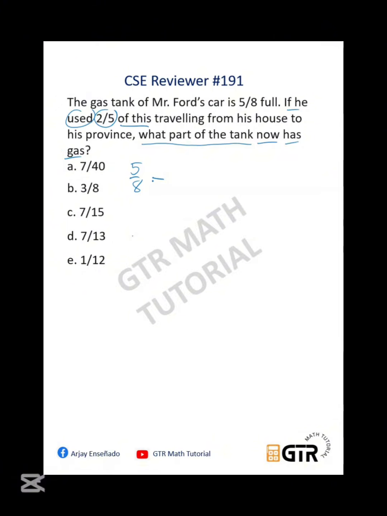Okay, so the working equation here is 5/8 minus the 2/5 of 5/8. Okay, so 5/8 minus 5/8 times 2/5. Okay, so just solve this. So we have 5/8 minus, so let's see, multiply this so we can cancel the 5, 5 in the numerator and then 5 in the denominator. And then we have 2 in the numerator and 8 in the denominator, so we can divide both by 2. So 2 divided by 2, that is 1. And then 8 divided by 2 is 4.